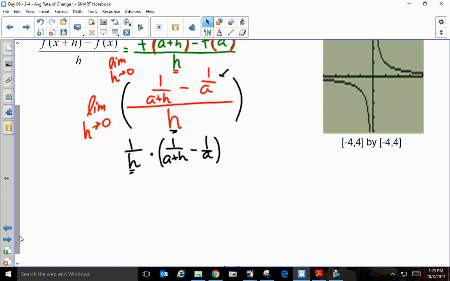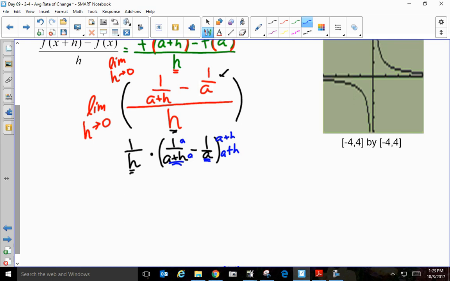Now remember our little butterfly thing that we learned in pre-calc? I'm going to combine these two. So I've got to find a common denominator. I've got to multiply this times a and this times a plus h, because I want to combine those. I want to get rid of that minus sign and just combine them. My common denominator is a and a plus h. So both fractions should have a times a plus h at the bottom.